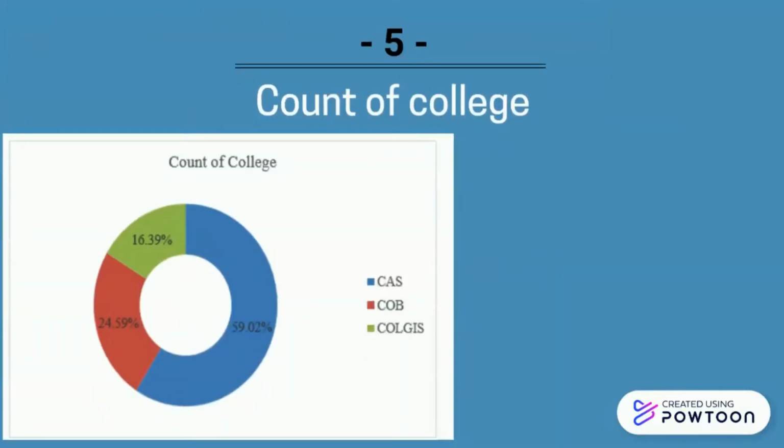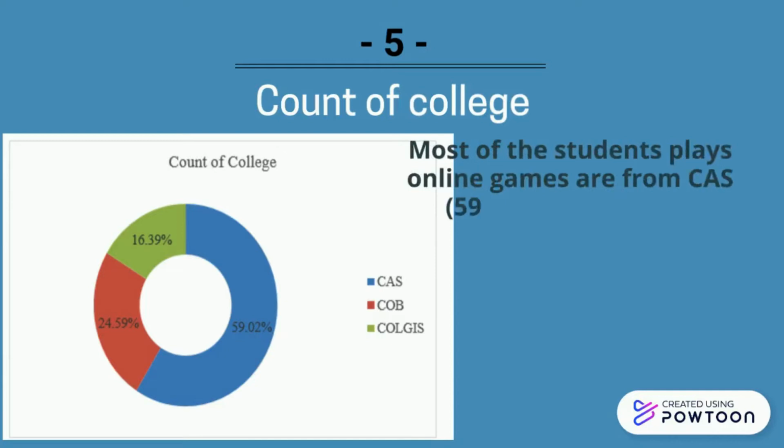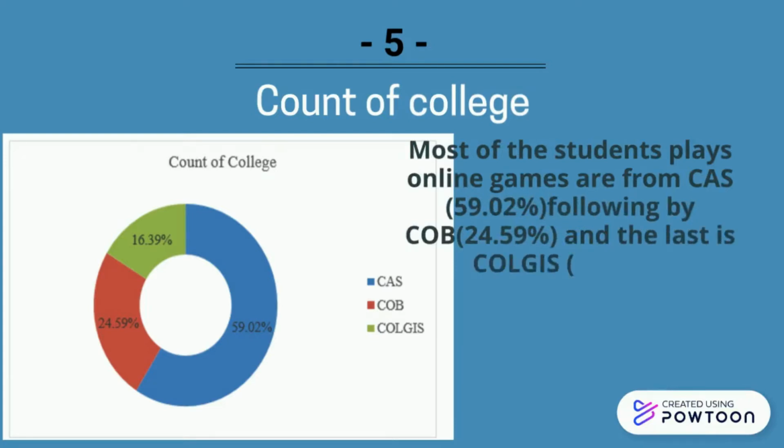From the graph count of college, most of the students who play online games are from CHAS, which is around 59.02%, followed by COB at 24.59%, and the last is COLGIS at 16.39%.